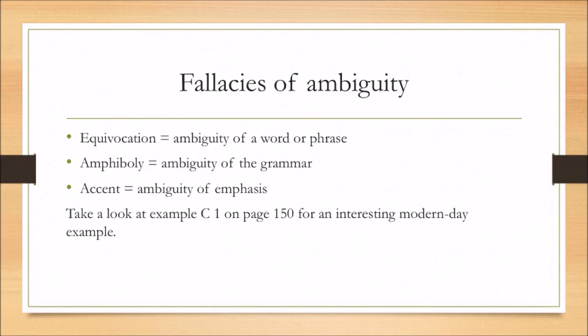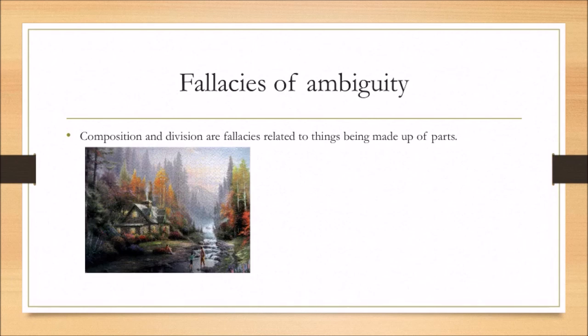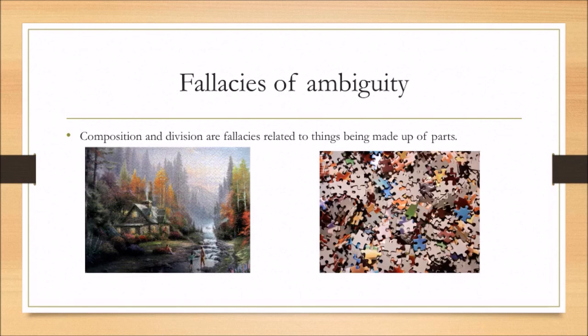Oh yeah, by the way, there's an interesting real-life example on page 150. It's very long. It's based on a court case. But that's an example where there was an important issue riding on the equivocation of a particular argument. Okay. Finally, let's talk about composition and division. These are fallacies that relate to things being made up of parts. So here's a jigsaw puzzle, and here's the parts it's made up of.